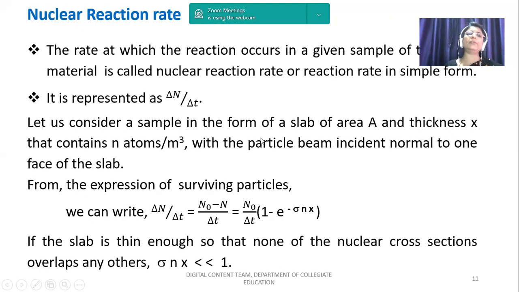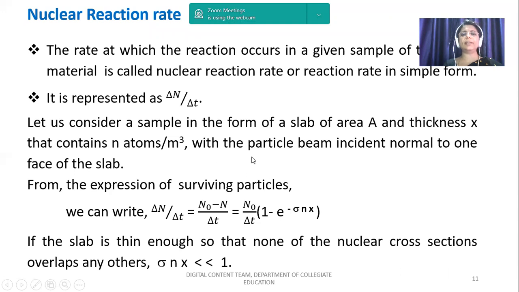So with this, we will move on to the next concept of nuclear reaction rate. It represents the rate at which the reaction occurs in a given sample of the target material, and it is called nuclear reaction rate, or reaction rate in simple form. It is represented as delta n by delta t, or in some books they use dn by dt.